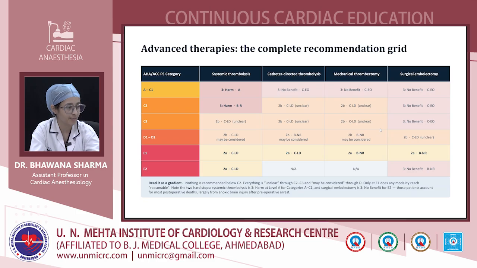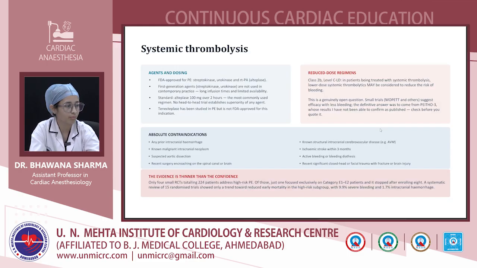So coming to advanced therapies, there are various advanced therapies that can be instituted, like systemic thrombolysis, catheter-directed thrombolysis, mechanical thrombectomy and surgical embolectomy, but they are only category 2B recommendation for patients with category from C3 to E2. From A to C1 it is not recommended. So systemic thrombolysis, the FDA approved agent for pulmonary embolism for thrombolysis is streptokinase, urokinase or alteplase. They are first generation agent and not used in contemporary practice because they have long infusion time and have limited availability.